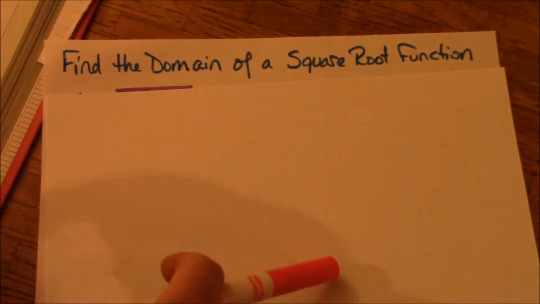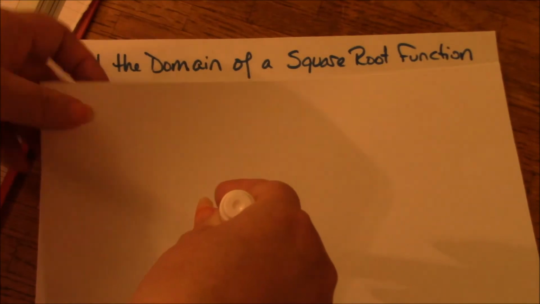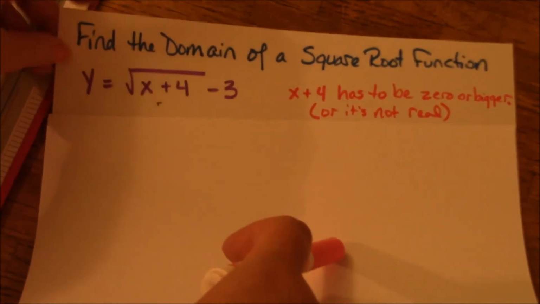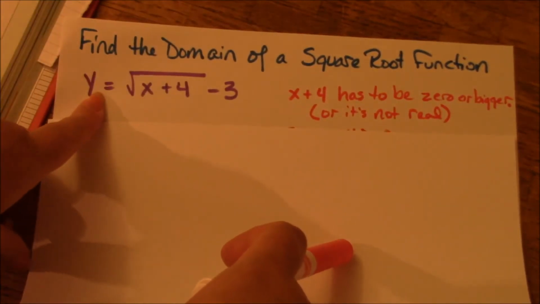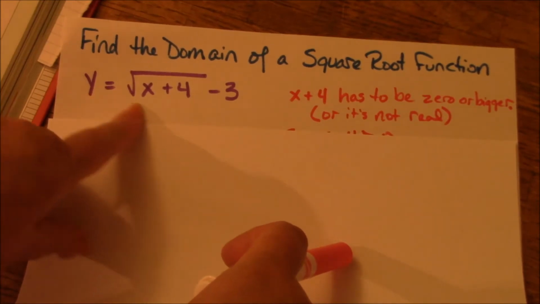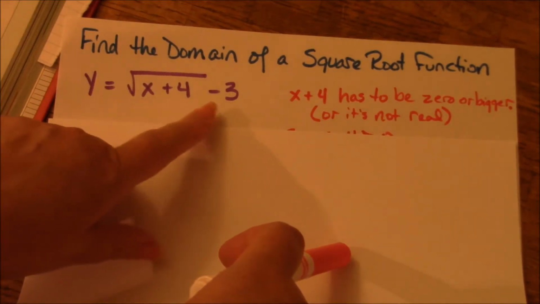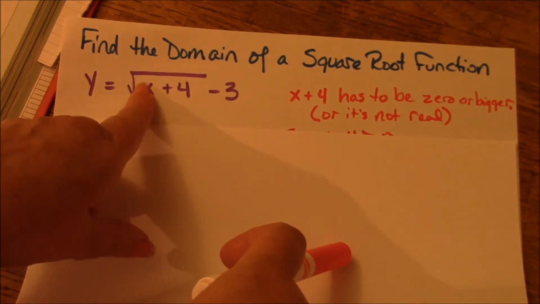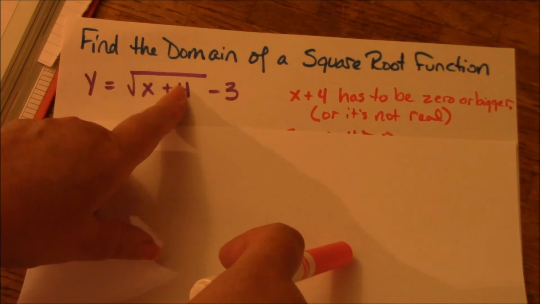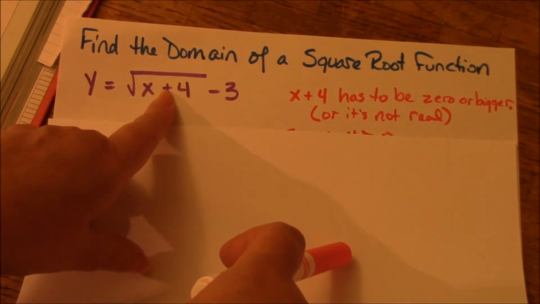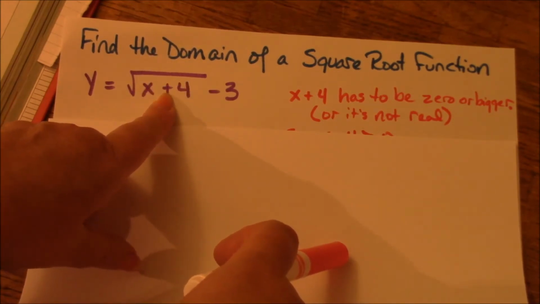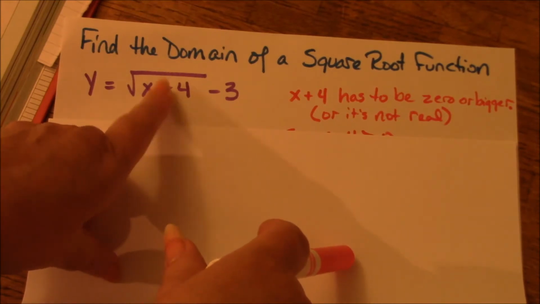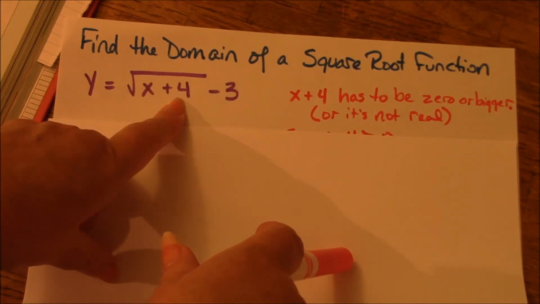Next, we want to look at the domain of a square root function. We want to know what all of the x values could be when y equals the square root of x plus 4, minus 3. Well, we know that this is only a real thing as long as the numbers under the square root sign are 0 or larger, because this can't be a negative number. If it is, then there's no real solution. The question is, what is the solution?